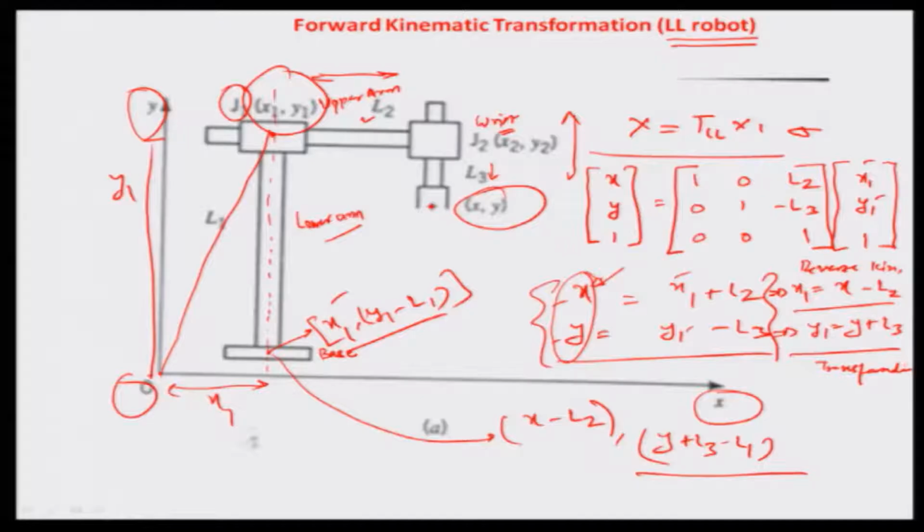So, this is the forward, that means from the world coordinate system to the end effector position, and the reverse kinematic is, if we know what is the end effector position, can we map back what is the world coordinate system or what is the joint space based on that. So, this is how you map the kinematic transformations.